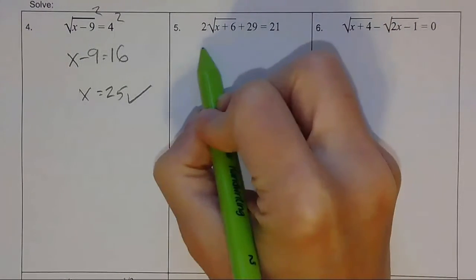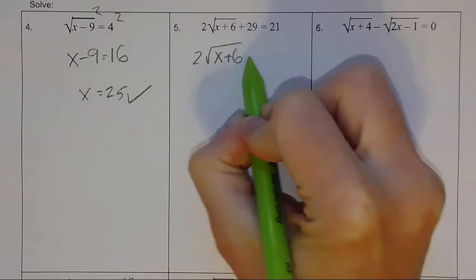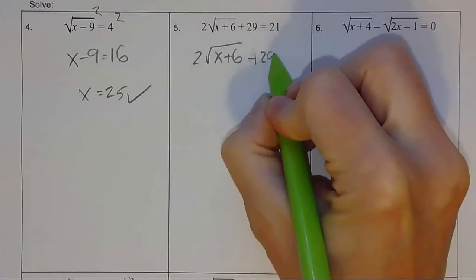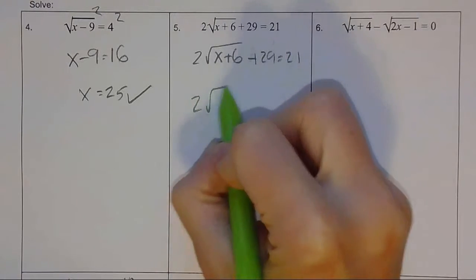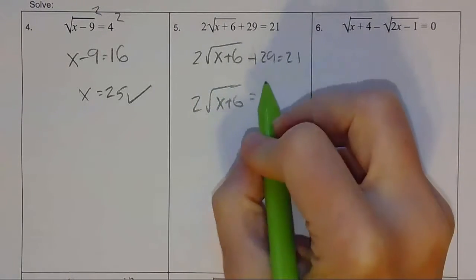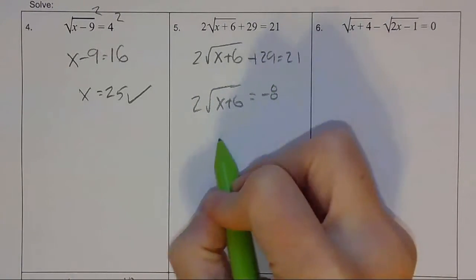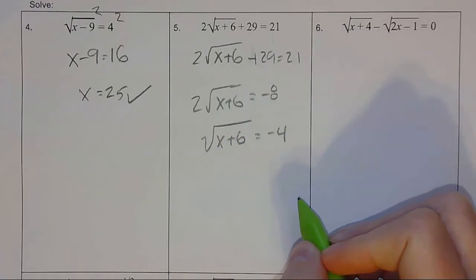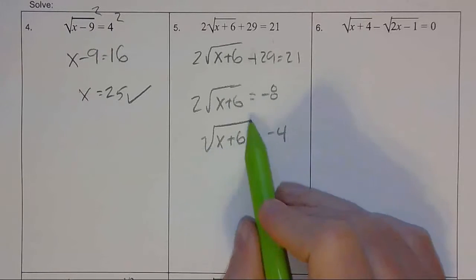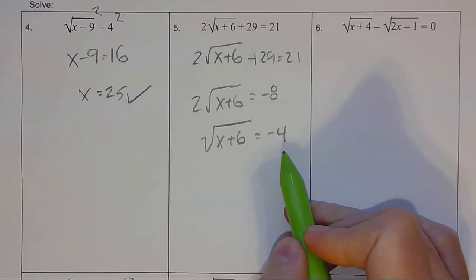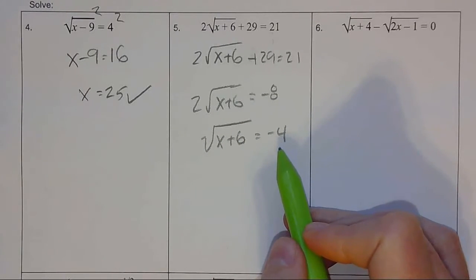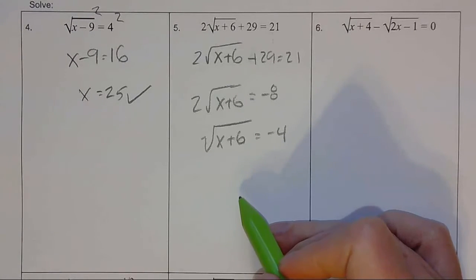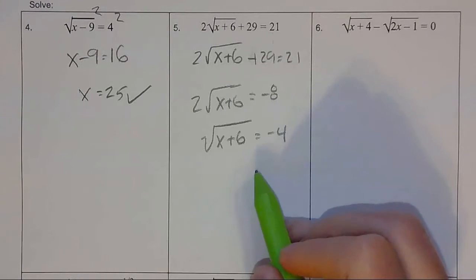Okay, this one: 2 square root of x plus 6, plus 29 equals 21. Minus 29, you get 2 square root of x plus 6 equals negative 8. Divide by 2, you get square root of x plus 6 equals negative 4. Hopefully, right now you can just see there is no way any square root is ever going to give me a negative 4. No way, it's not going to happen. Even so, the EOC did often force you to solve this problem and then say what the extraneous solutions are. So you would need to actually solve this out.